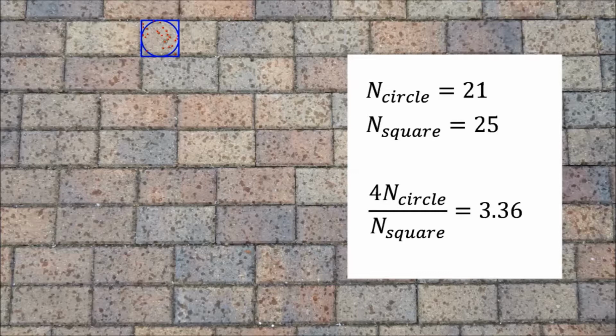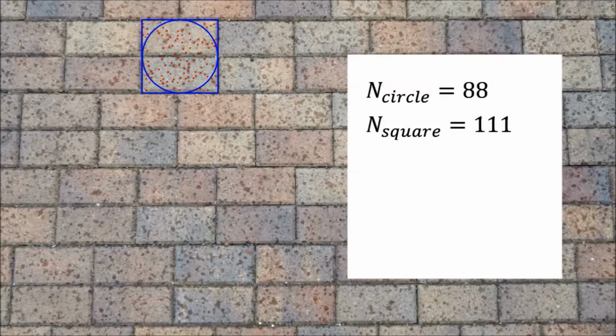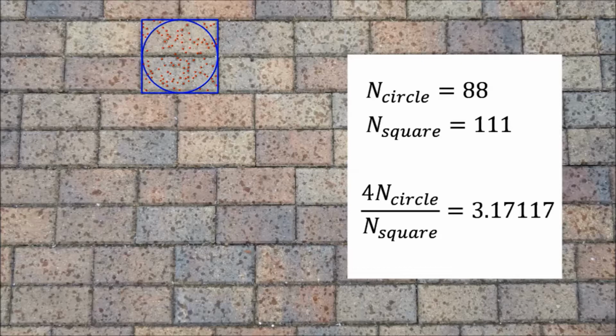And the neighbor's kid got the idea: let's make our square and circle bigger. Let's count more. Okay, we doubled the size. We started to count again, and we found that now in the circle we had 88 droplets and in the square we had 111 droplets. If we put those numbers again into our equation, we get 3.17, which is definitely closer to 3.14, our expected value. So good for us. But for actual mathematical calculations, this is still not good enough.